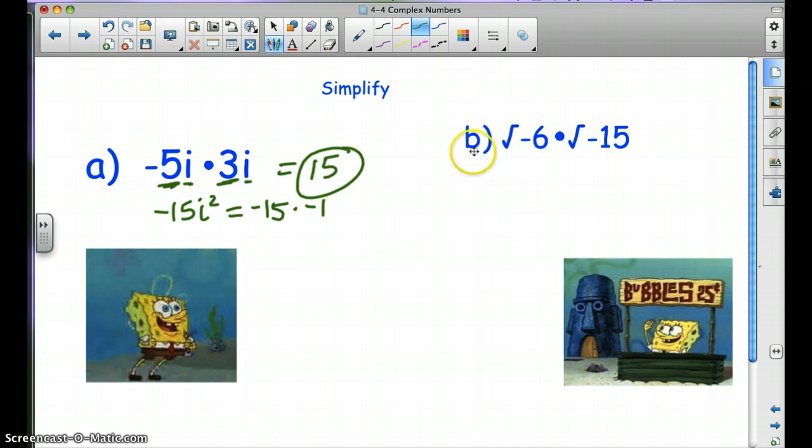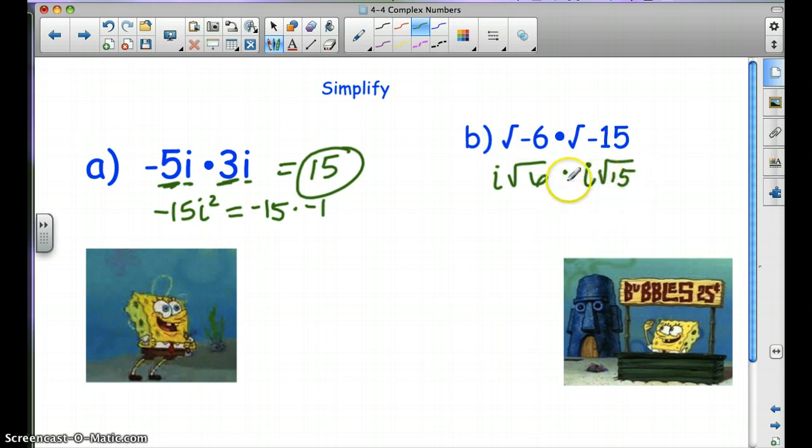Now what about this one? We know if we simplify this, we have a negative inside the square root, so that's going to come out in front as an i. We can't split this up at all because there's no perfect squares that go into 6. Same thing here, we're going to bring out the i. And we can't split up 15 at all because it's not a perfect square.